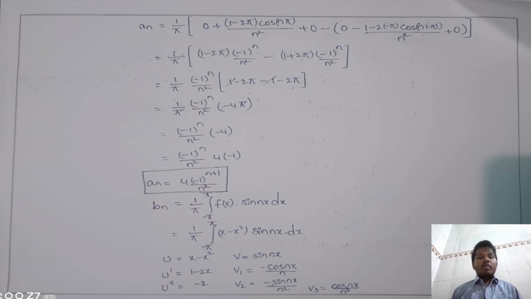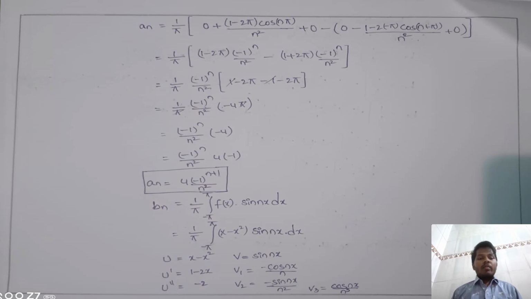So the value is 1 by pi, minus 1 whole power n by n square into 1 minus 2 pi minus 1 minus 2 pi. 1 by pi, minus 1 whole power n by n square whole into minus 4 pi. So the pi gets cancelled. Minus 1 whole power n by n square into minus 4, that is 4 into minus 1 whole power n by n square into minus 1. So the an value is equal to 4 into minus 1 whole power n plus 1 by n square.